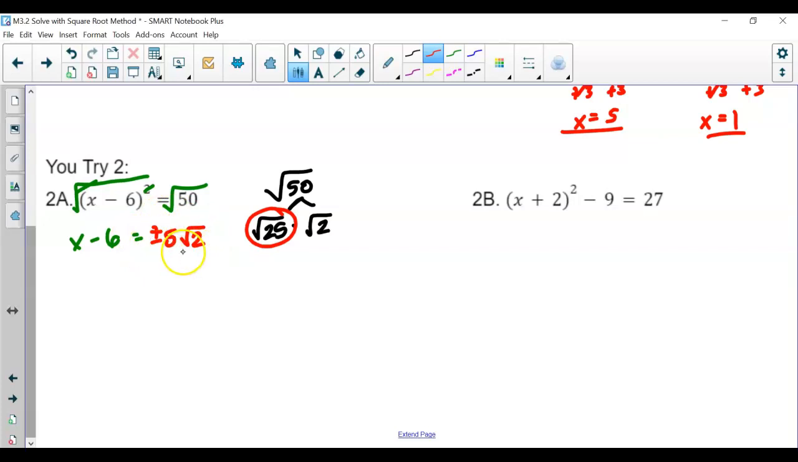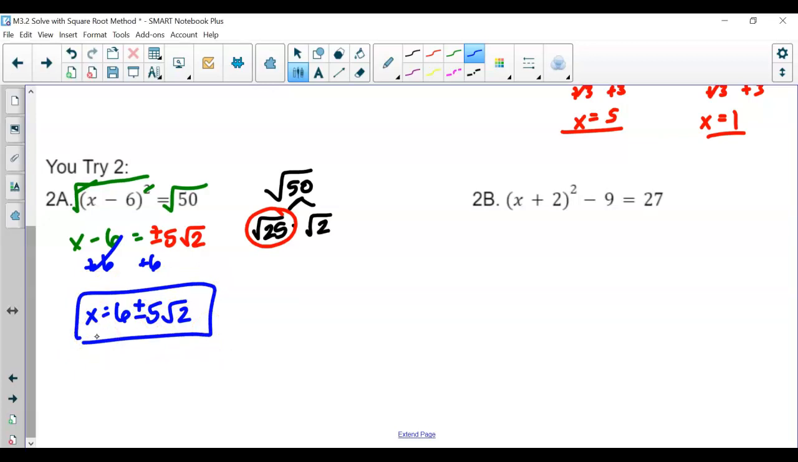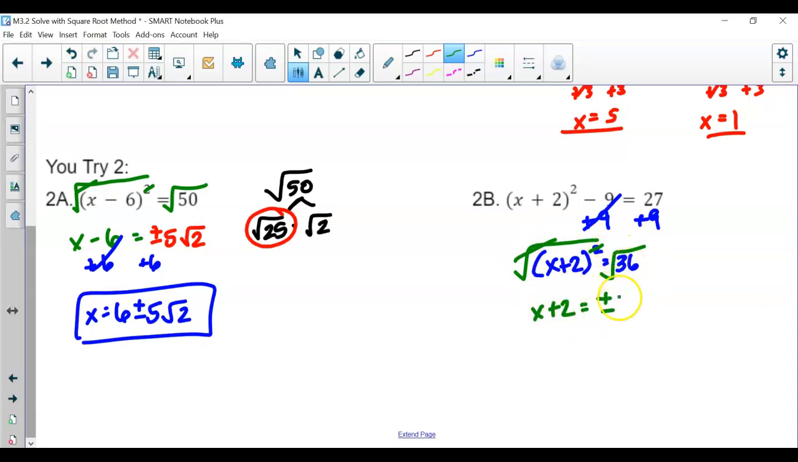Now, because you still have a radical, you won't be able to simplify and combine. We'll just add 6 to both sides, and you're left with x is equal to 6, then plus or minus 5 radical 2. That is the final answer, because you can't combine them because of the radical 2. Now here you should have noticed you needed to add 9 first. So now bring down x plus 2 squared is equal to 36. Now you can take the square root to get rid of your exponent here. Then x plus 2 is equal to the square root of 36, a perfect square, so plus or minus 6.